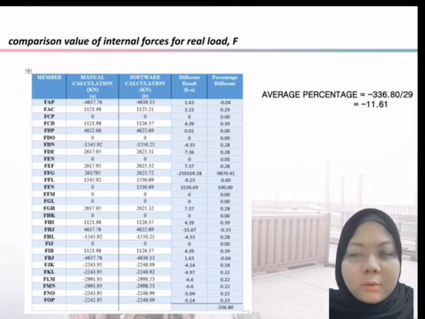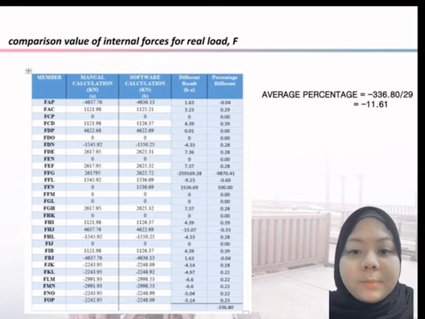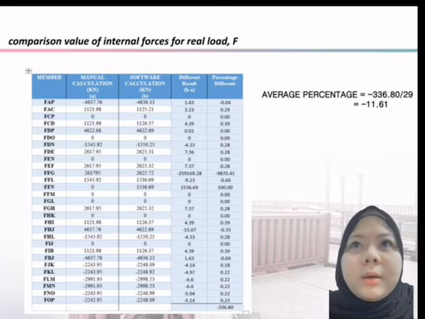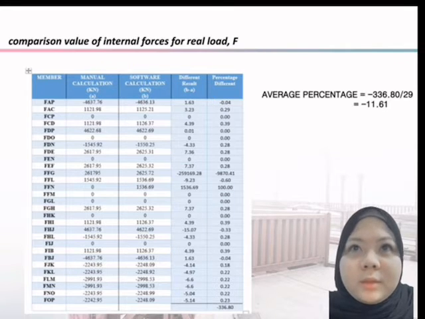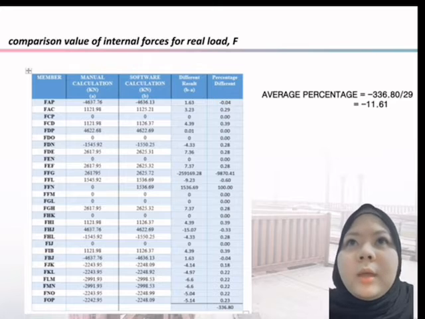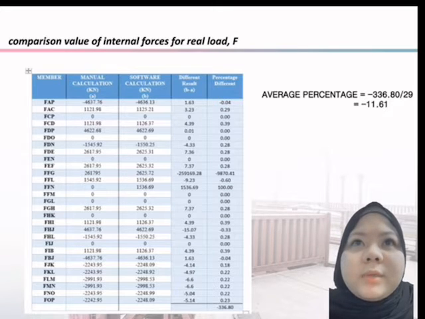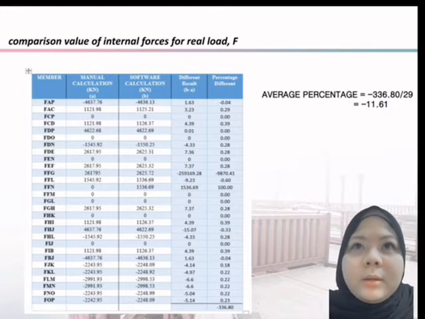My name is Nur Husnina binti Zuraini and my metric number is CF2030. This is about the comparison value of internal forces for real load. The first step is we must calculate the software calculation and manual calculation. We must subtract and then we can get the difference.